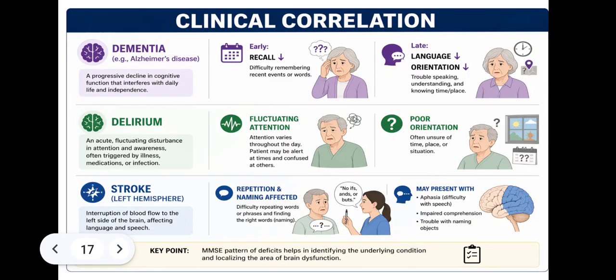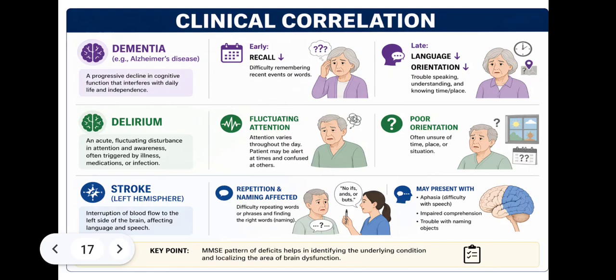Clinical correlation. In dementia, in the early part of the disease, recall will be impaired, but down the line, in the late stage of the disease, both language as well as orientation will decline.